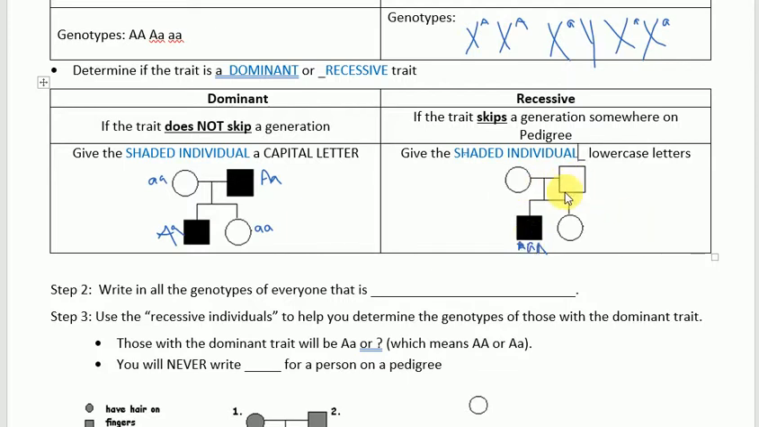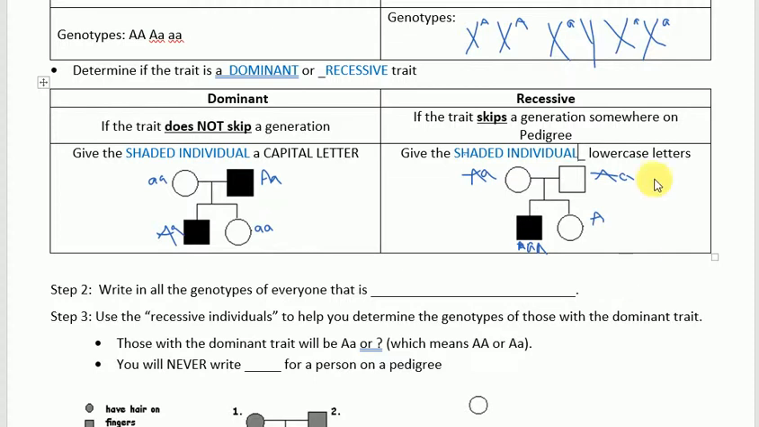So up here, again, we know that this child over here has a capital A somewhere, but we don't know if it is 2 big A's or a big A, little a. So that tells us up here, and we know that these parents are not recessive, so they both have to be heterozygous.